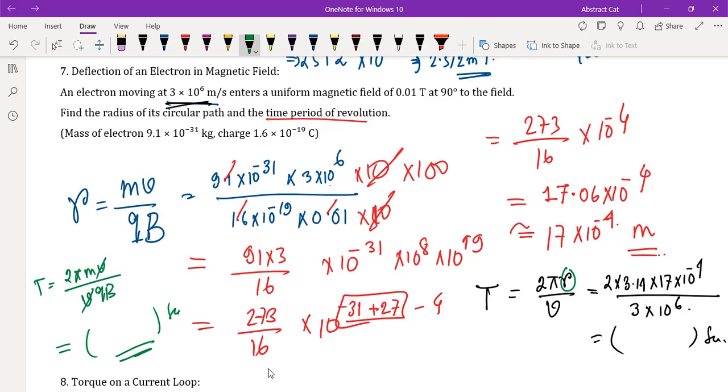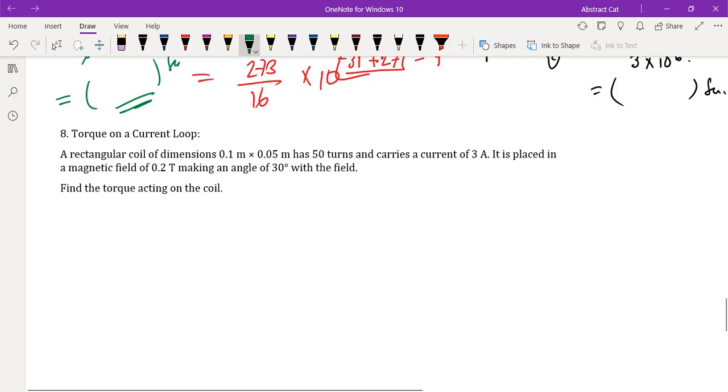Now question number 8. A rectangular coil of dimensions 0.1 meter by 0.05 meter, with 50 turns, carries a current of 3 ampere. It is placed in a magnetic field of 0.2 Tesla, making an angle of 30 degrees. Find the torque acting on the coil.